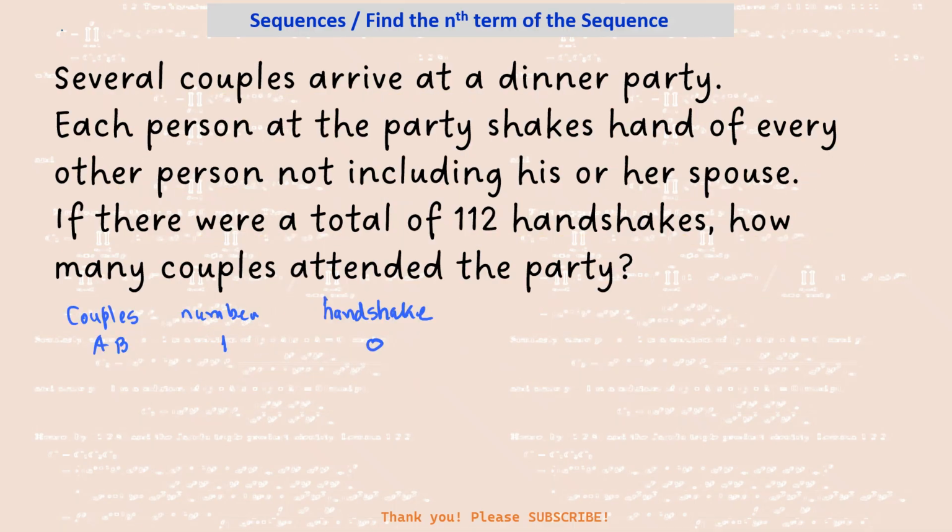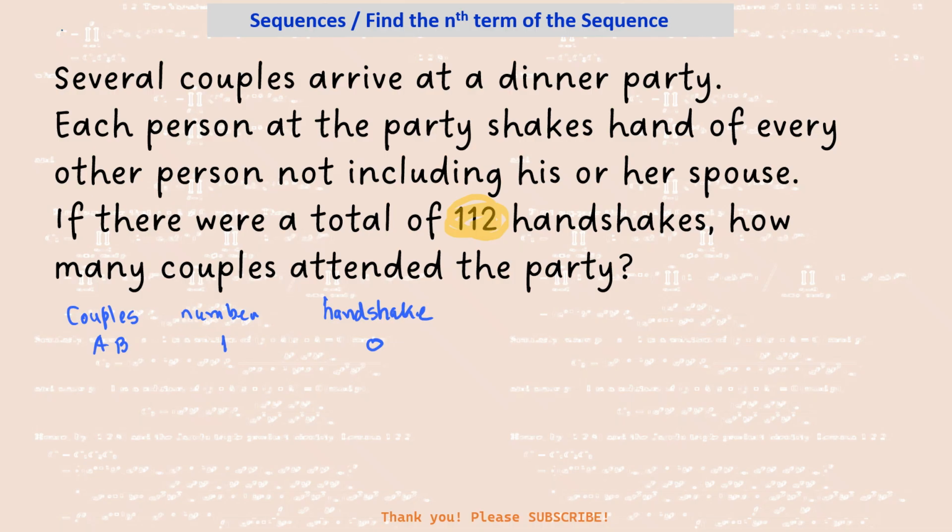So we start counting the number of couples and the number of handshakes, and we form a sequence, and then we find the nth term of the sequence, and then we can find, if there were 112 handshakes, how many couples attended the party.